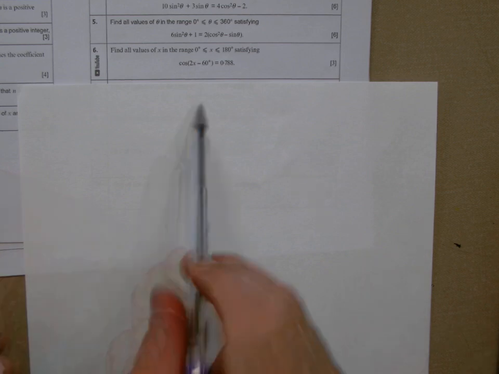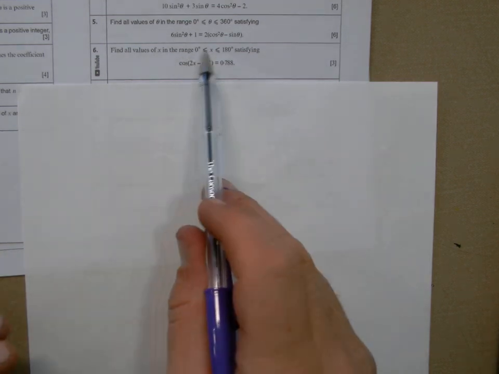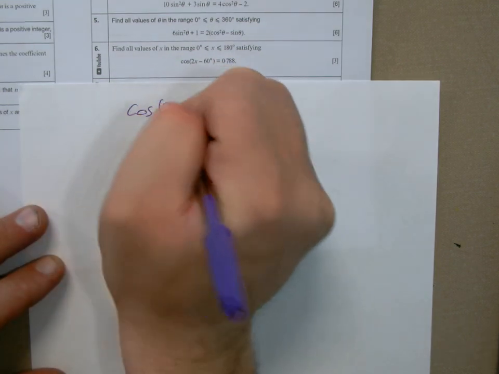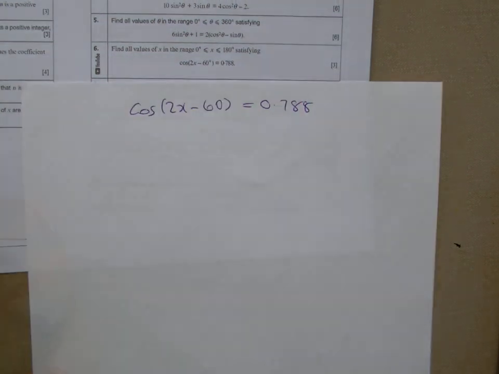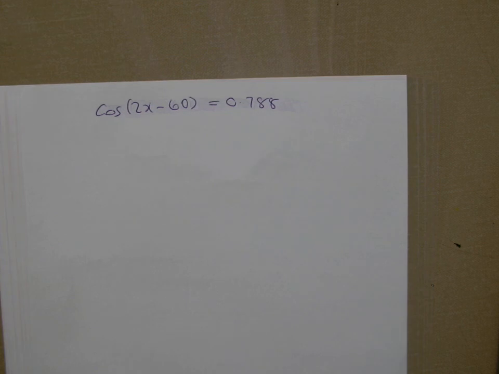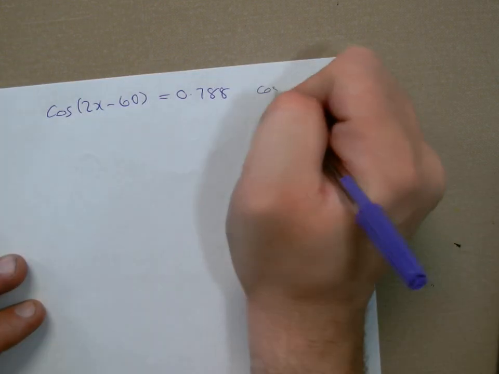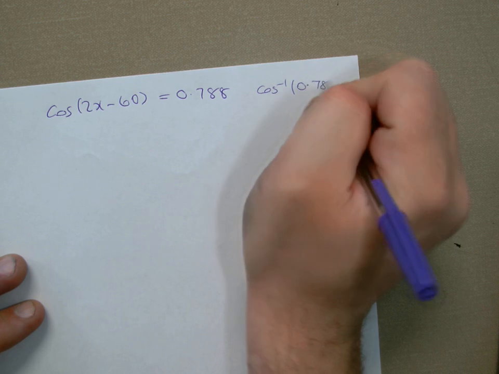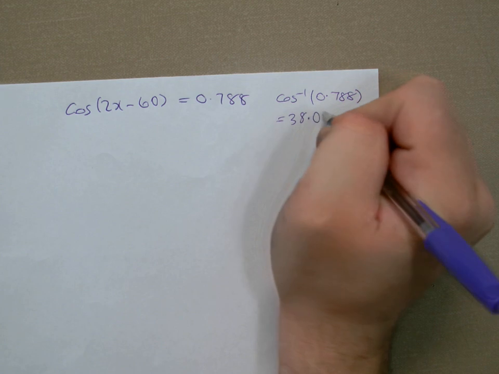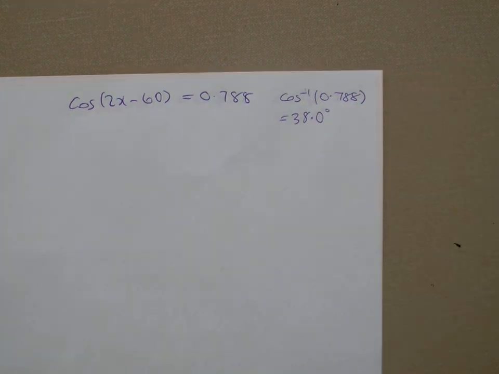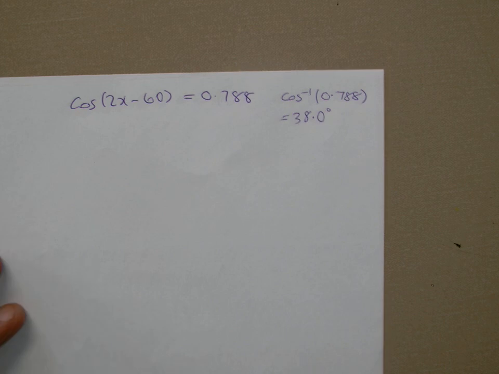Okay, so this question here, we're going to find all the solutions between 0 and 180. So we've got cos(2x - 60) = 0.788. Now what I do to start with is I work out what cos⁻¹ of 0.788 is. If I do that on my calculator, I get 38.0 degrees.